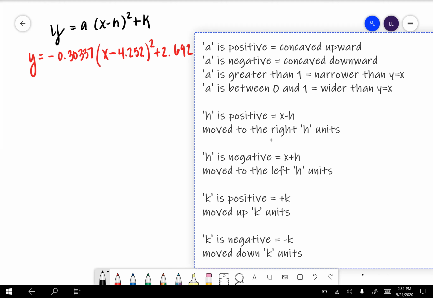All right, so let's look at a. This is a. So our a is negative, and that means that if a is negative, it is concave downward. So our graph is concave downward.